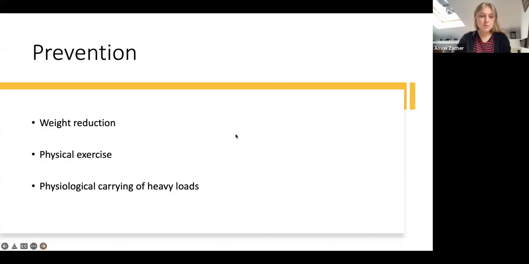Prevention, this only goes for the degenerative causes because really, in fractures, you can say avoid trauma, but we all know that it's not that easy. But for the degenerative causes, also disc protrusion, spinal canal stenosis, prevention would be weight reduction, then physical exercise, and also physiological carrying of loads. So, yeah.